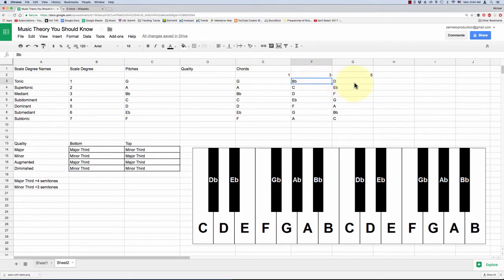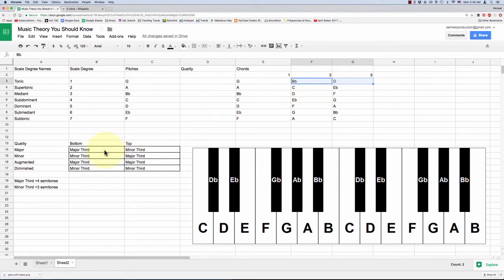Okay. What about the top interval from B flat to D? So here's B flat and here's D. So what's the distance there? So B flat, 1, 2, 3, 4. That's plus 4 semitones. That's a major third on top. So we have a minor third on the bottom and a major third on top.